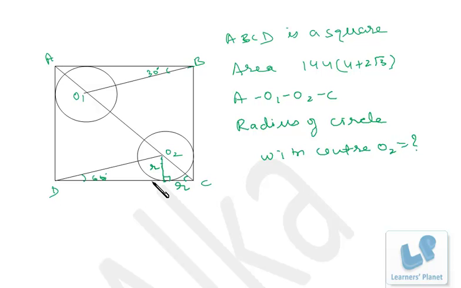Now suppose I assume this point to be P. We are unaware of the side DP. The thing that we have to calculate is R, and we don't know DC. Since in the case of a square the area is side squared, can we find the side?